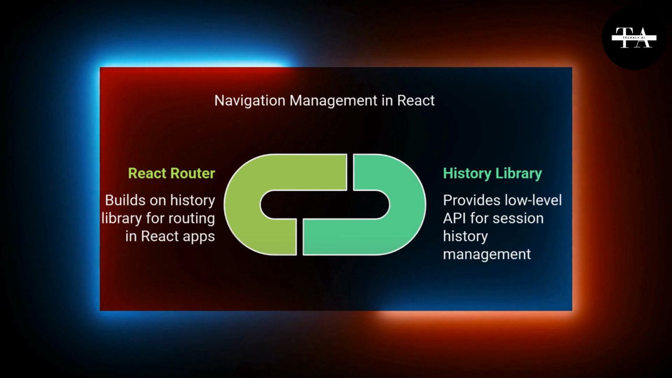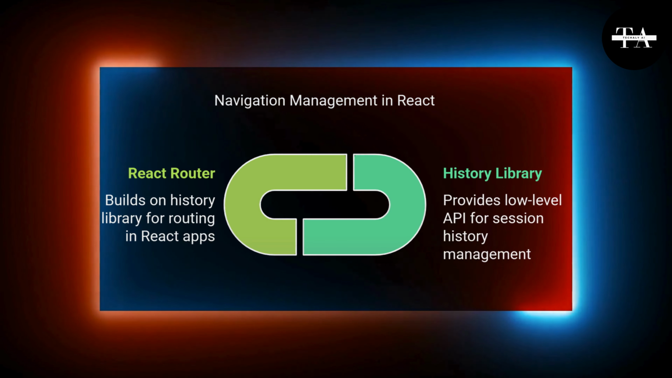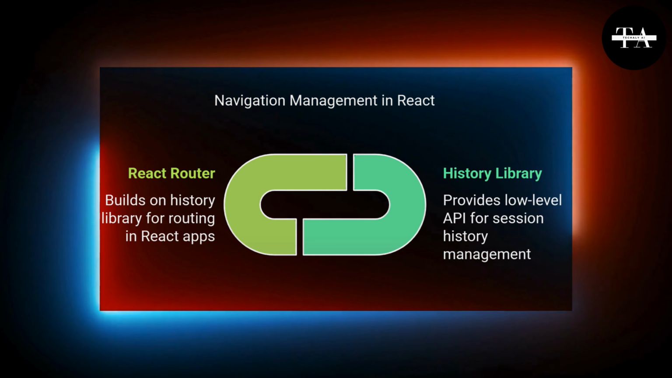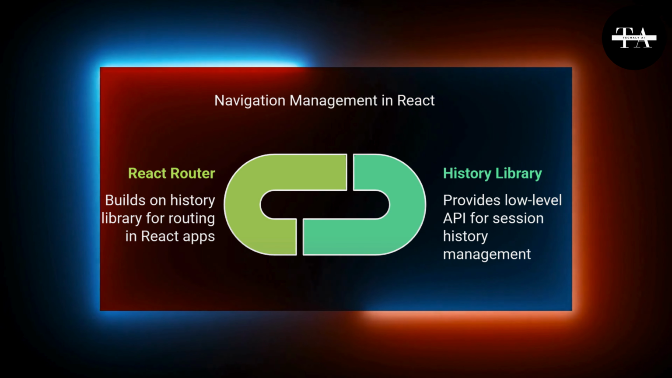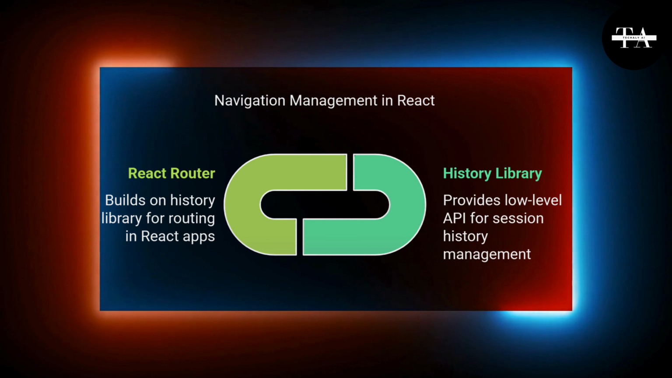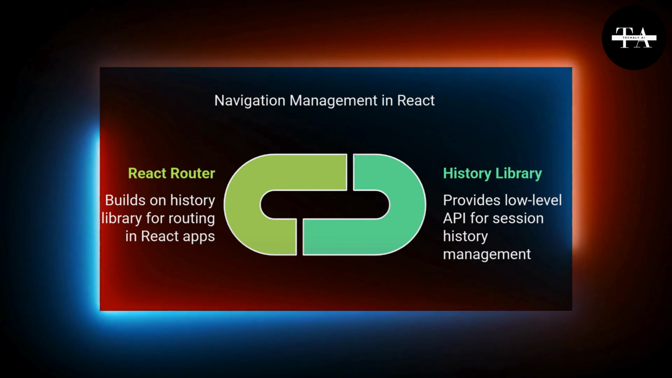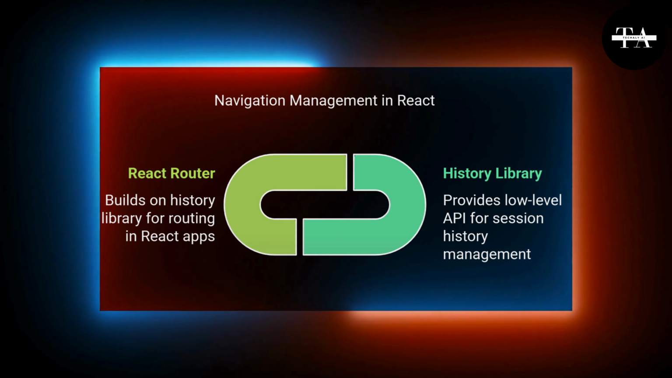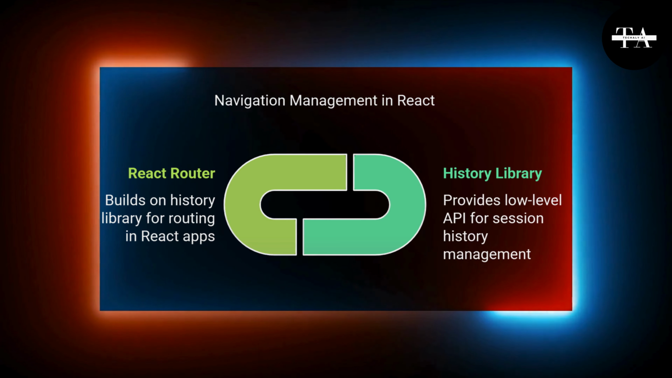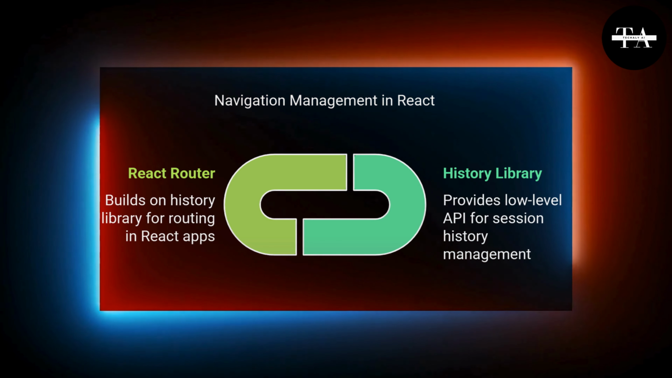How is React Router different from the history library? While both React Router and the history library are used for managing navigation, they serve different purposes. The history library provides a low-level API for managing session history, allowing developers to manipulate the browser's history stack. In contrast, React Router builds on top of the history library to provide a higher-level API that integrates seamlessly with React components, making it easier to define routes and manage navigation within a React application.